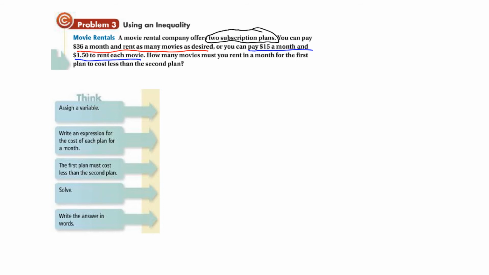So what they want us to find is how many movies must you rent in a month for the first plan to cost less than the second plan. So let's go through our steps here. First, we want to assign a variable. The thing we're looking for here is how many movie rentals in 1 month. So let's let that be M. M equals number of movie rentals.